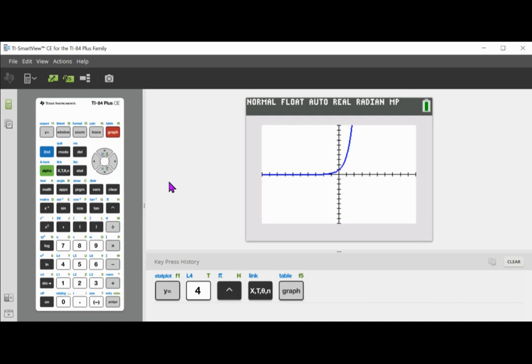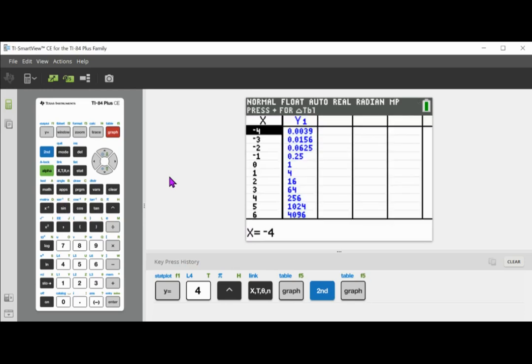And we can then look at the table to get some of our table numbers to copy down onto our notes page and to graph it. So to do that, we're going to hit second and then graph to look at the table. As you notice, when the x's are negative, the y values get really, really small. If you arrow up, you can see they get really, really small when you see an E next to numbers. Those are very tiny, tiny decimals.